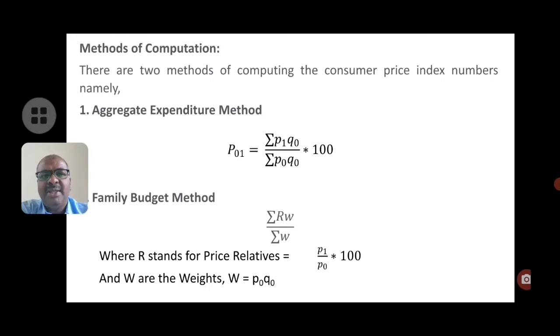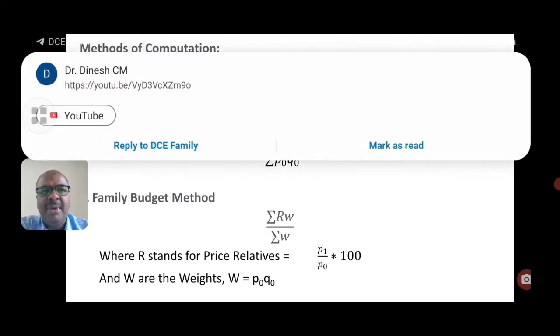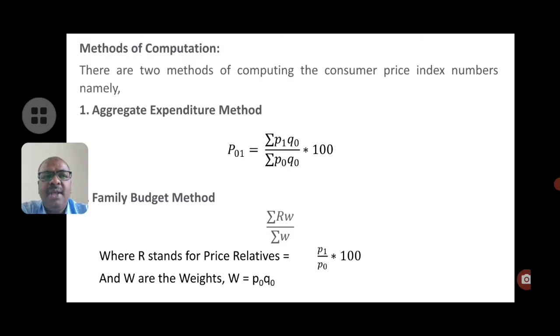And the second method is the family budget method, which is sigma RW divided by sigma W, wherein R indicates the price relatives, which is P1 divided by P0 into 100, and W are the weights, which is P0 into Q0. So these were the basics of consumer price index.